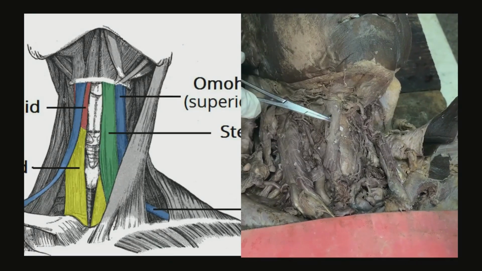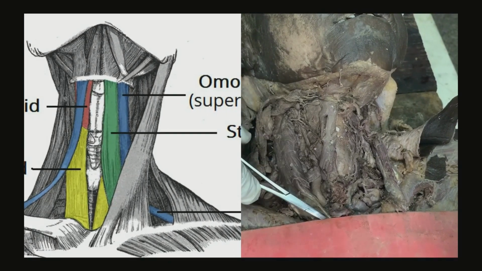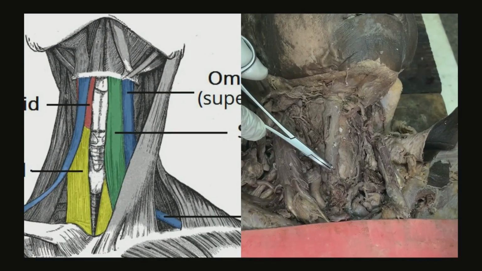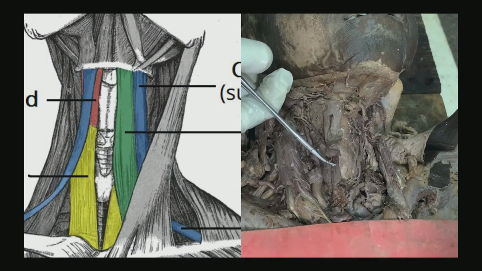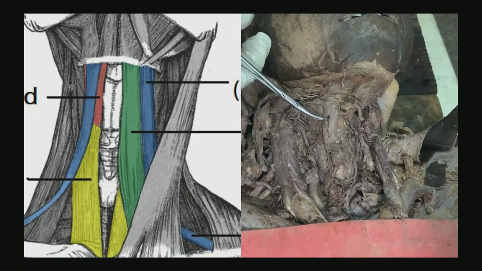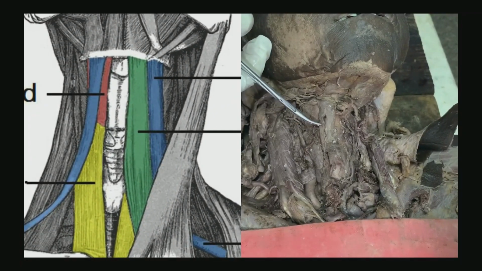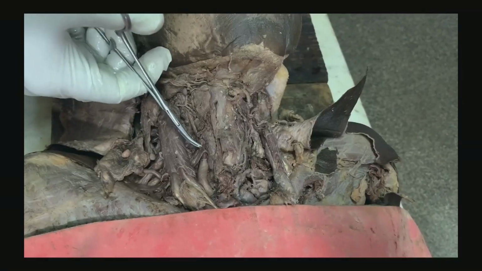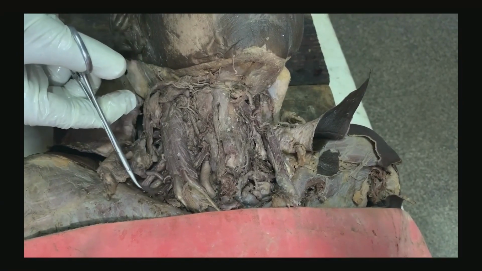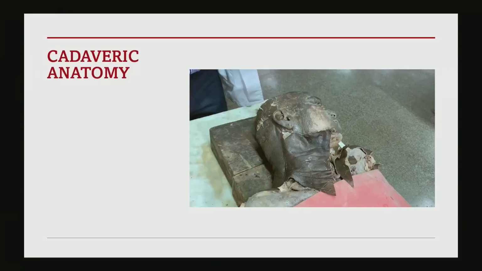And next layer will be the strap muscles. We have 4 strap muscles. They are arranged in 2 layers. We have the omohyoid, sternohyoid, sternothyroid, and thyrohyoid. So these are the 4 strap muscles which are in the midline on either side. So he is showing the omohyoid muscle. It has got a superior and an inferior belly of omohyoid.